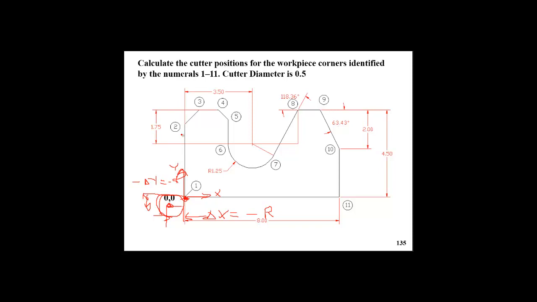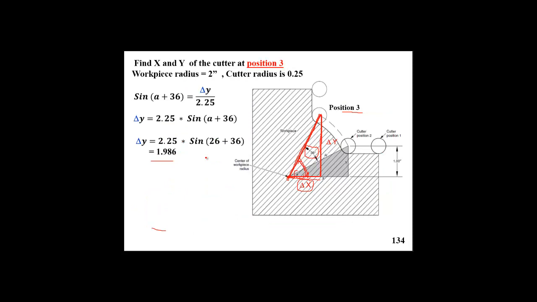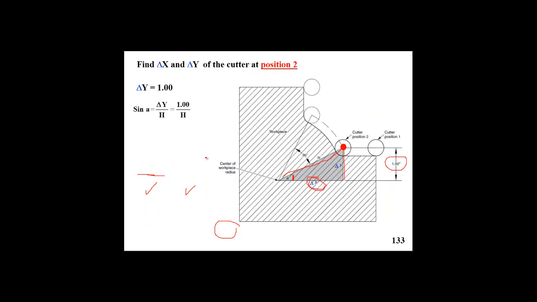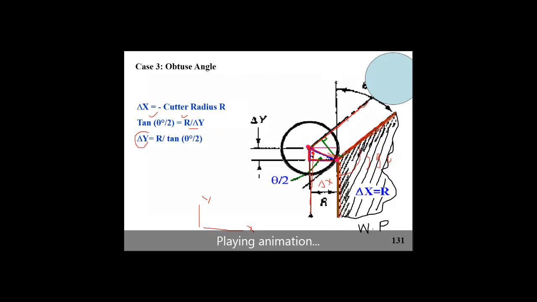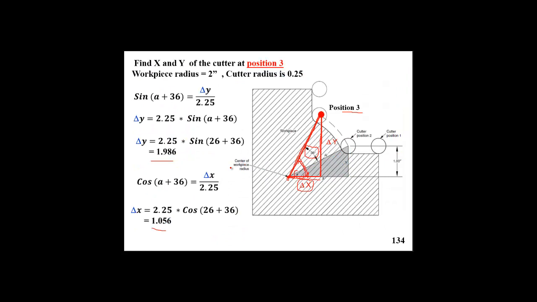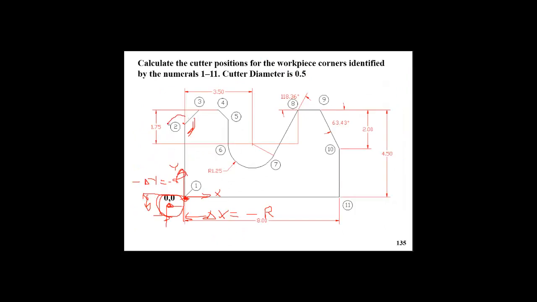When we come to point 2, we will apply the obtuse case, because this angle is now an obtuse angle, greater than 90 degrees. So we apply something very similar to case 3 we mentioned before. Yes, very similar to that case 3. So case 3 will be applied to that position, and case 2 will be applied to point 3, and so on. Most of the cases will be almost the same.